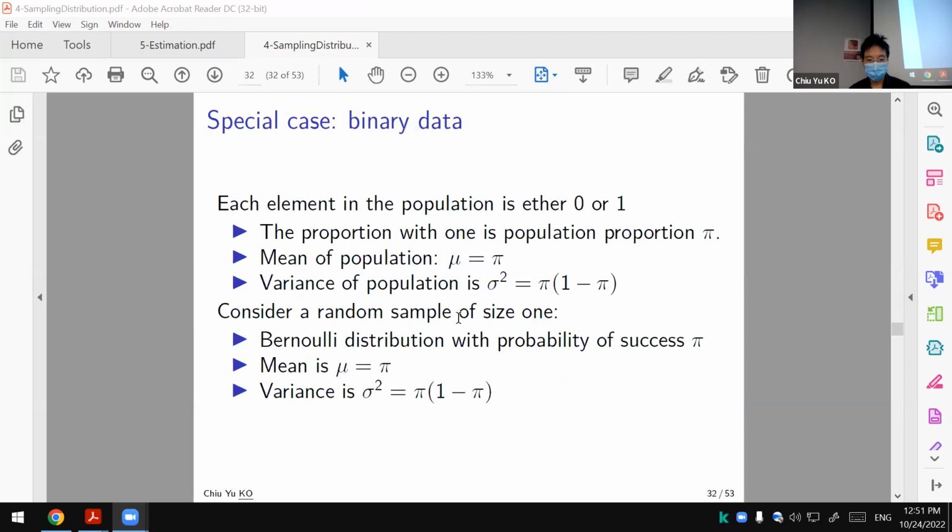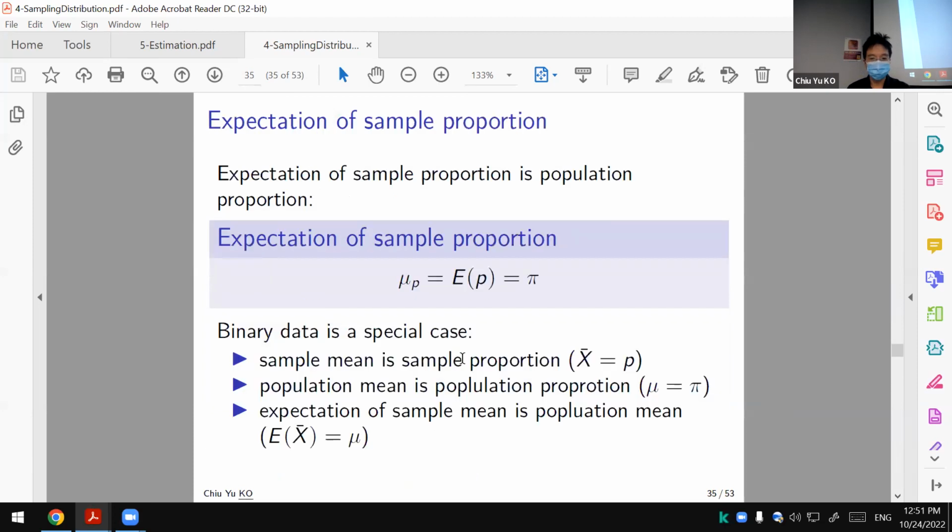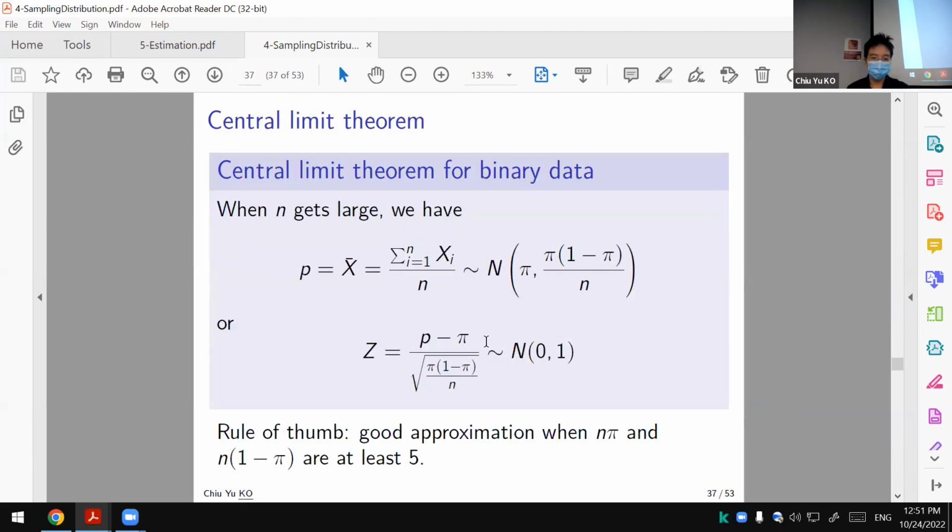So we also know the binary data, right? It's either 0 or 1. And everything actually applies, except the fact that we don't have sigma anymore. Sigma squared is just pi times 1 minus pi. So everything carries over, except that now it's not sigma over root n, but rather pi times 1 minus pi in the denominator. Everything is the same.